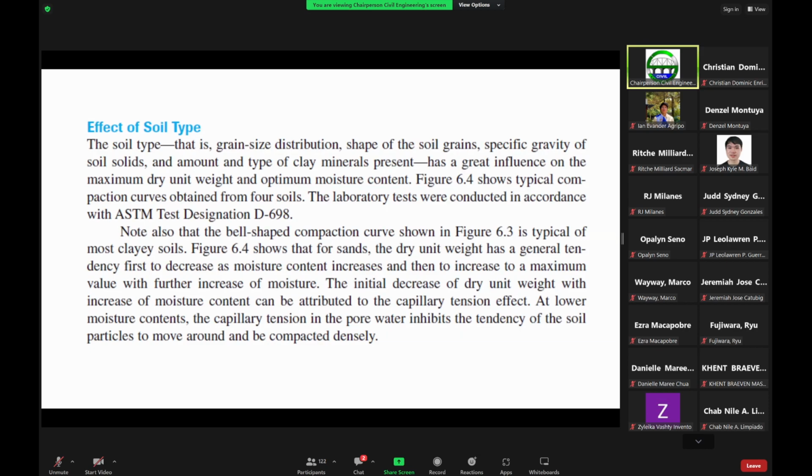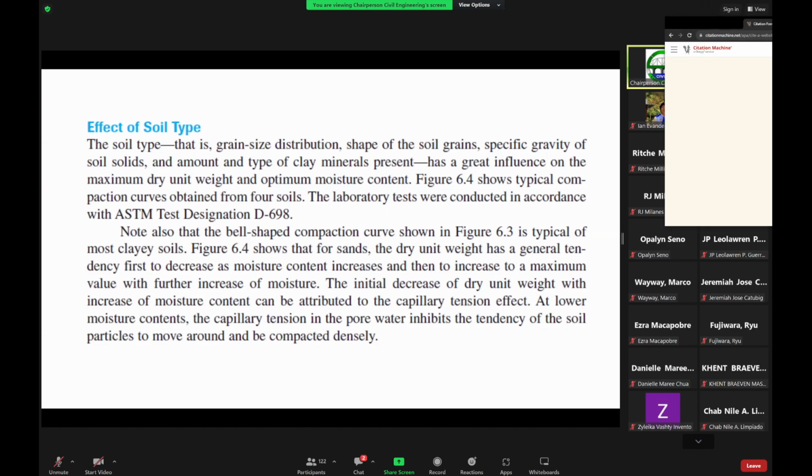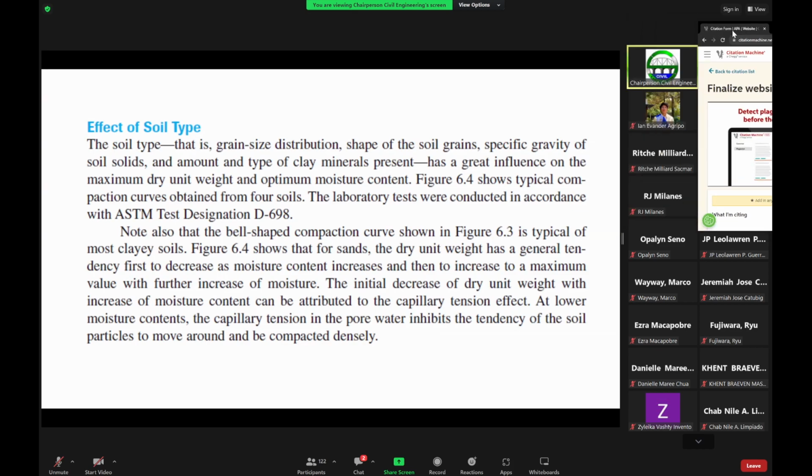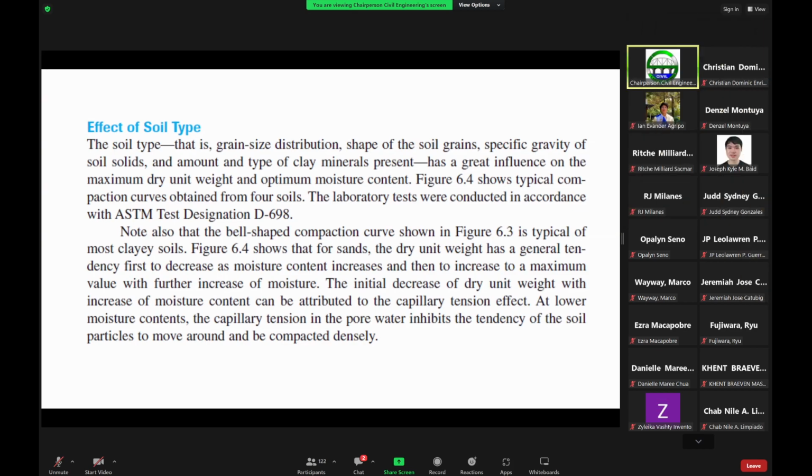For example, if you do ASTM D698 in the lab for your laboratory work, then you know that the standard Proctor test is how it is being done in the lab, based on what you will be doing later on. I don't know if you have already done this.